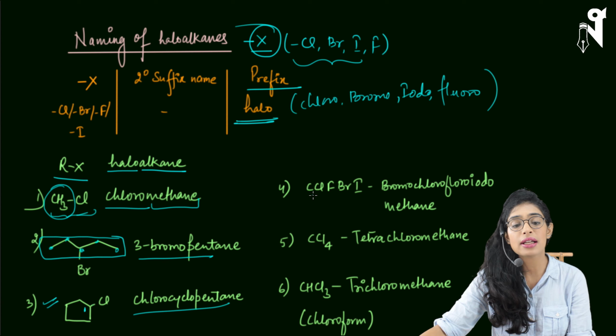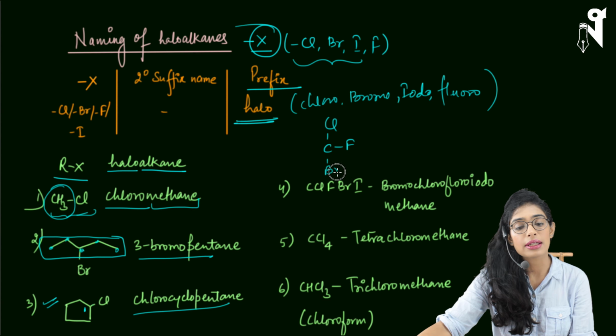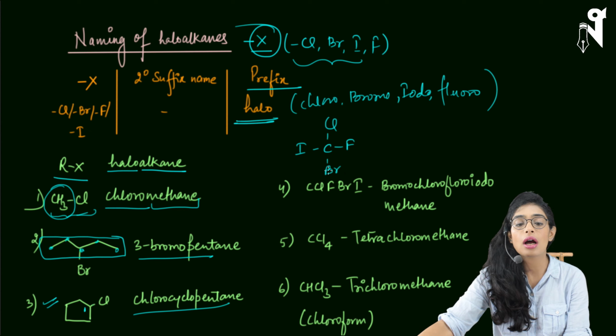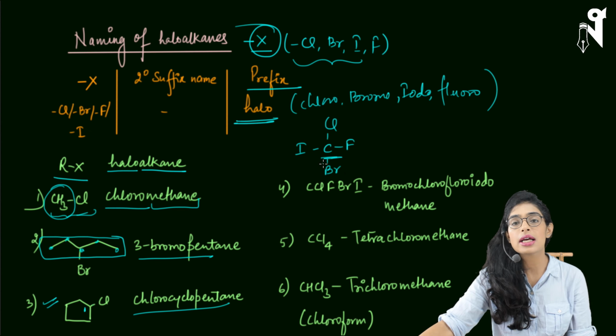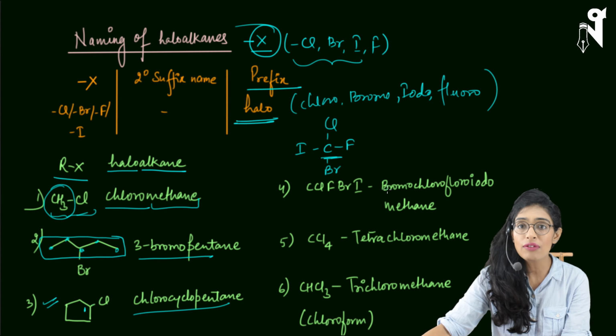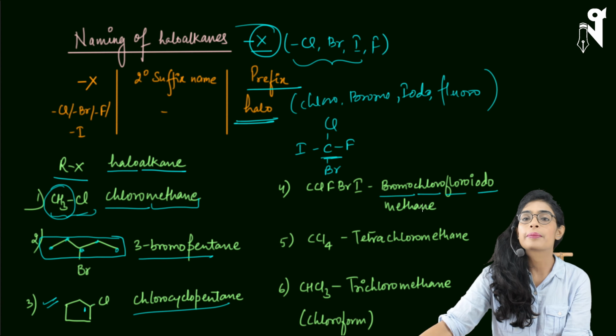Here we have CClFBrI. So basically this is chlorine, fluorine, bromine, and iodine. That's how it is. Okay, so that means only one carbon, so that will be methane, and all the hydrogens have got replaced by halogens, and their names will be in the prefix. So the name will be according to the alphabetical order, and the name will be bromochlorofluoroiodomethane.